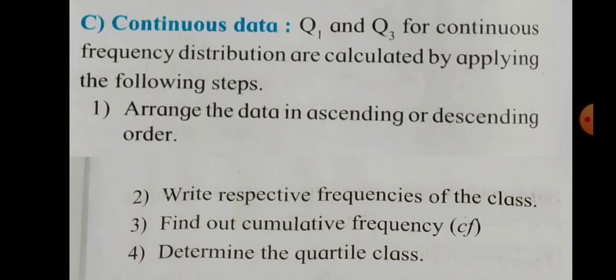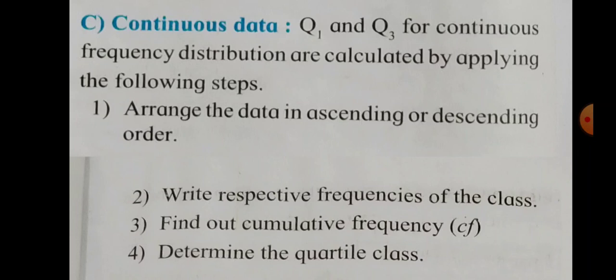Now let us see the next one, how to find out quartiles from continuous data. Continuous data means group data. Individual and discrete data means ungrouped data, and continuous data means group data. So how to find out quartiles from group data? Let us see the steps one by one.